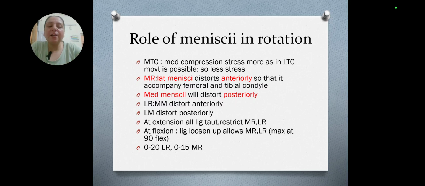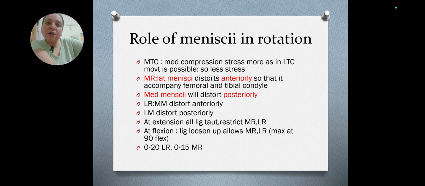So in medial rotation, the lateral meniscus is distorting anteriorly, whenever there is a medial rotational movement. Now you can see there is a medial rotational movement. The lateral meniscus is distorting anteriorly, and the medial meniscus is distorting posteriorly because it is moving posteriorly. The lateral meniscus is distorting anteriorly because it is rolling. So the roll which is taking place, you have to remember the rolling position.